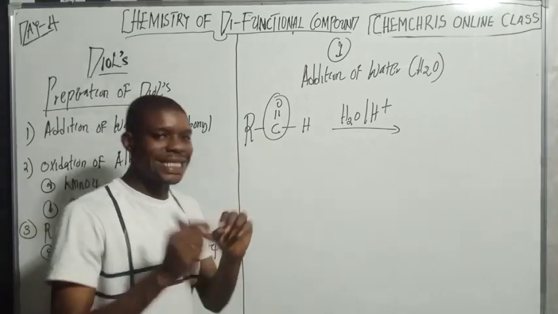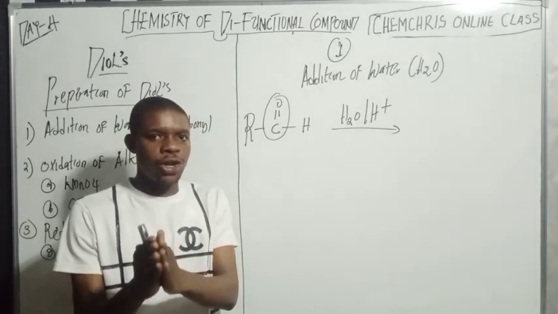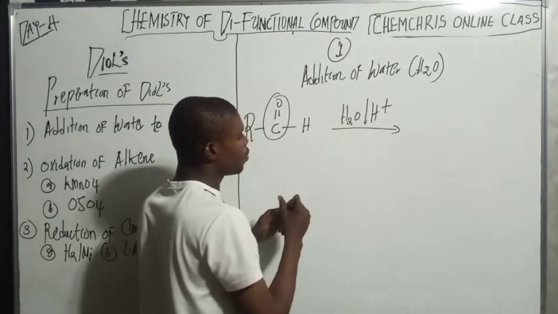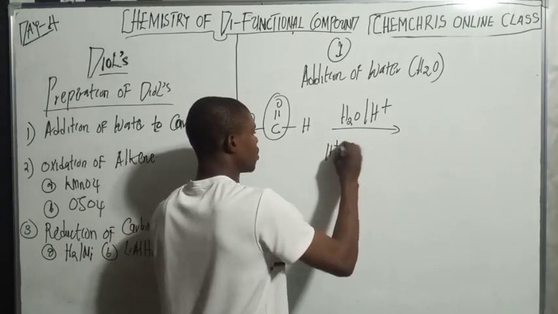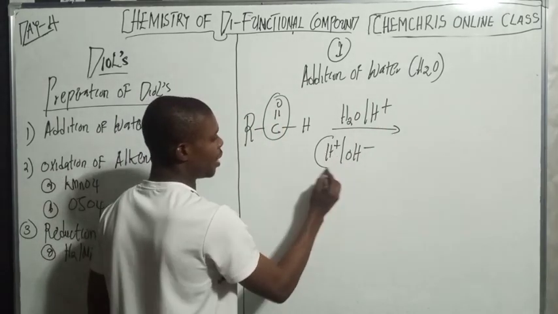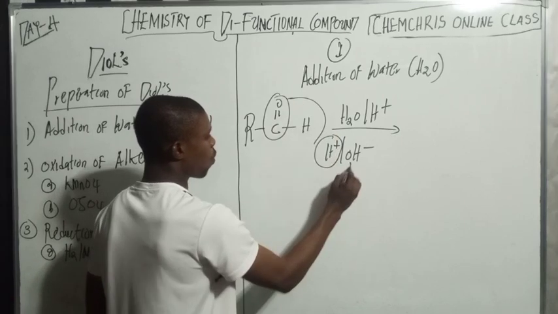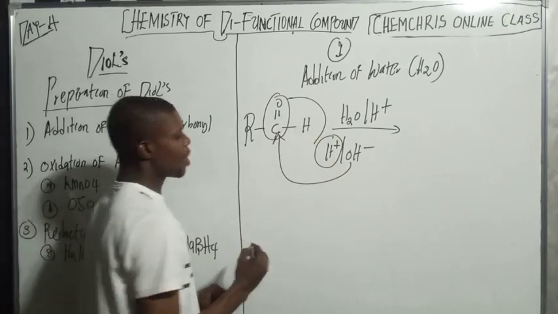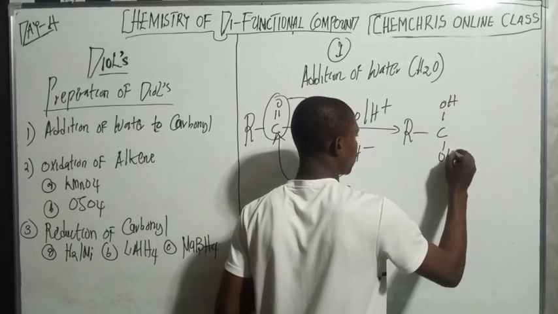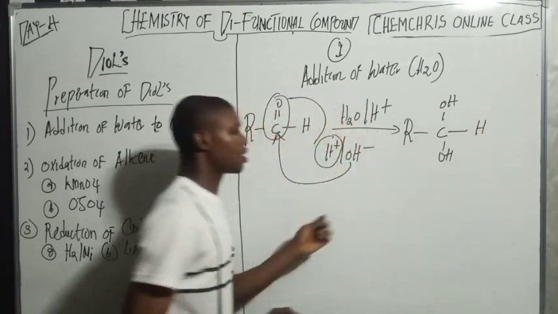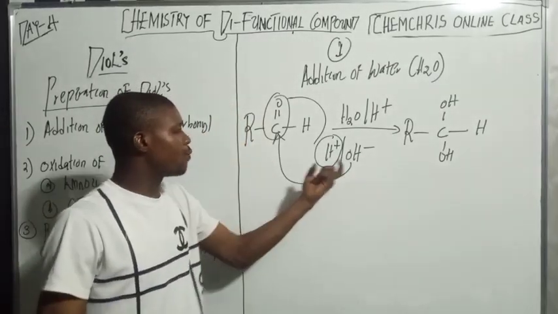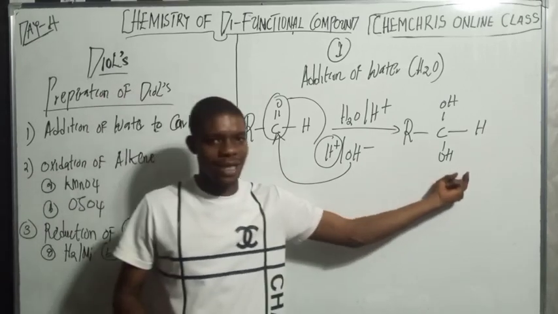There is a mechanism for this reaction, but I'm going to show you a short way to achieve this result. This water will be broken down into two, H plus and OH minus. This H here will be added to this oxygen, and the OH will come here. So here we have C, OH, OH, and a hydrogen. This is called a geminal diol. The addition of water to a carbonyl will produce a geminal diol.